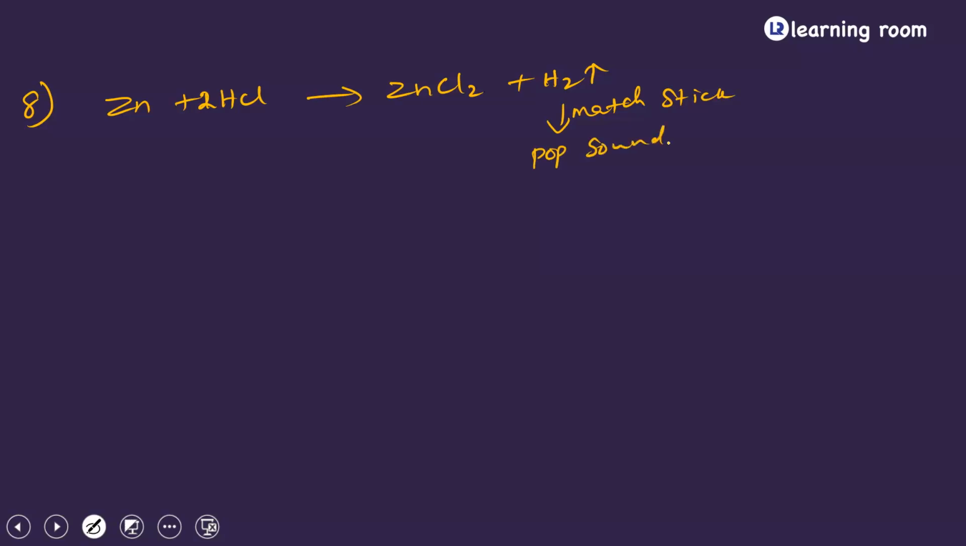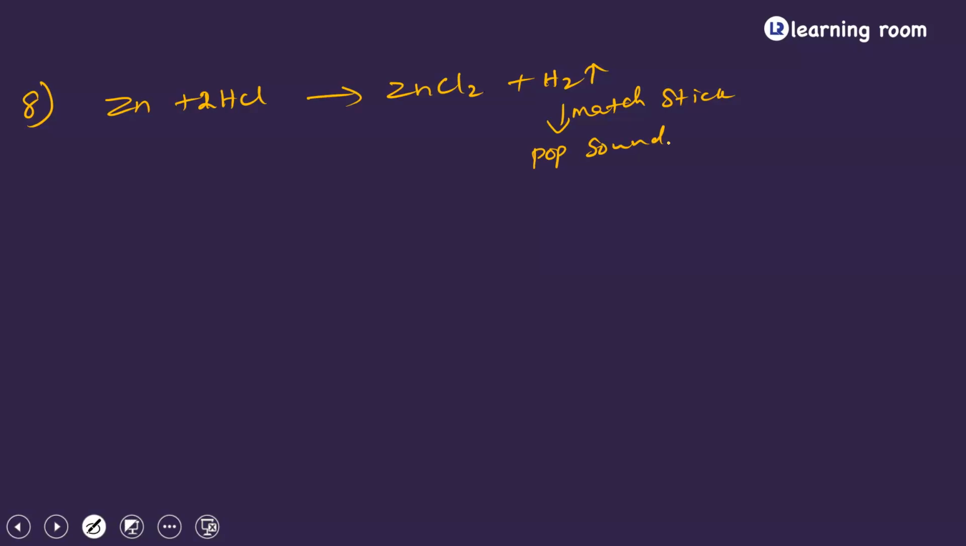When same zinc, let us take zinc. Zinc plus 2HCl will give zinc chloride plus hydrogen gas. Okay. With the matchstick, it gives the pop sound. So the hydrogen gas during the reaction of zinc with dilute HCl, a colorless gas with the pop sound, is evolved. So by that way we can test.